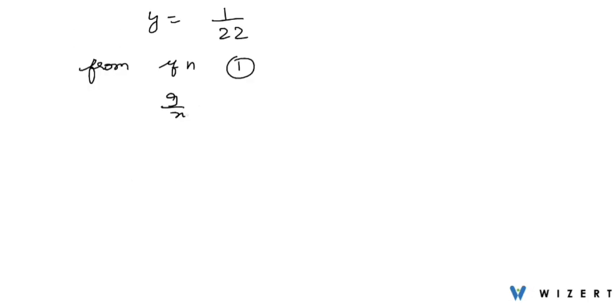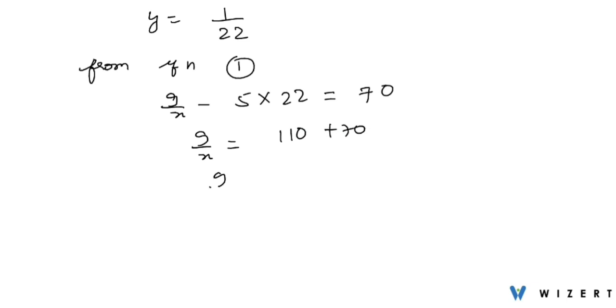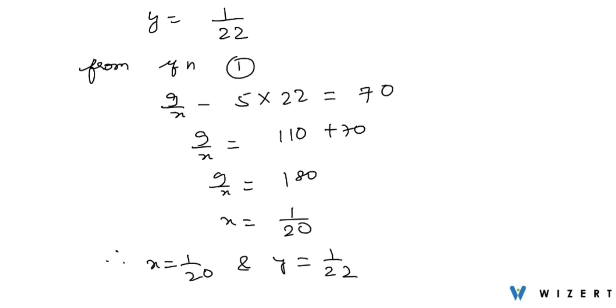So we'll substitute the value of y as 1 by 22. Since y is in the denominator, it will become multiplication. So from here we'll get 9 by x as 110 plus 70, which is equal to 180. So x is 1 by 20. Therefore x is 1 by 20 and y is 1 by 22. So this is what we had to find in the question, and this is the answer.